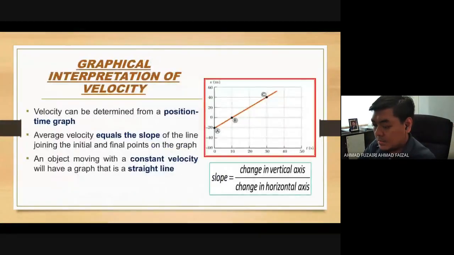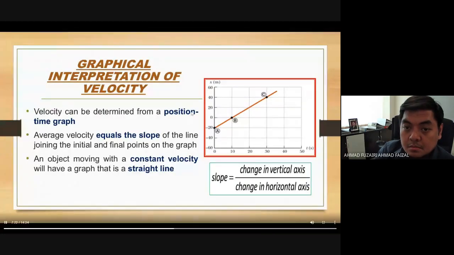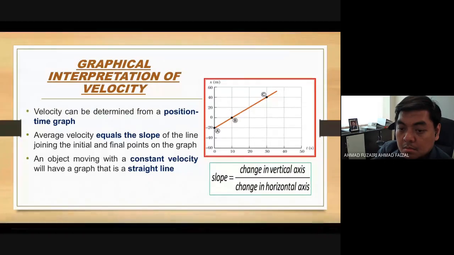Velocity can be determined from a position versus time graph. We plot position x on the y-axis and time t on the x-axis. The magnitude of average velocity equals the slope of the graph. If an object is moving with a constant velocity, the graph shows a straight line. To calculate the slope of the graph, or the average velocity from the graph, the student may use the formula: the change in vertical axis, delta y, divided by the change in horizontal axis, delta x.